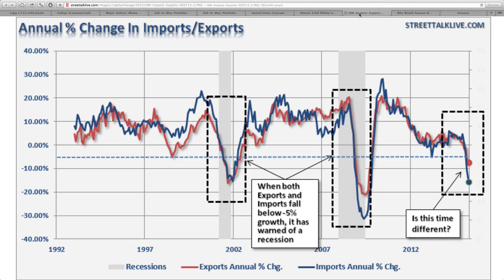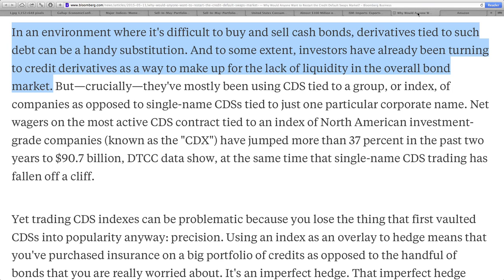Like I said, very important information, but we need to look at the deeper intelligence that goes beyond this. Right here out of Bloomberg, why would anyone want to restart the credit default swaps market? Well, I'll stop you right there. They want to make money. That's what this is all about. But then you look deeper into it, and what happened with Greece? So let's read this part here.